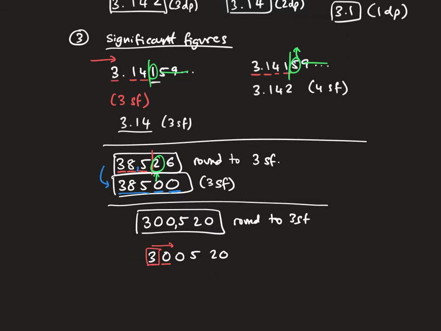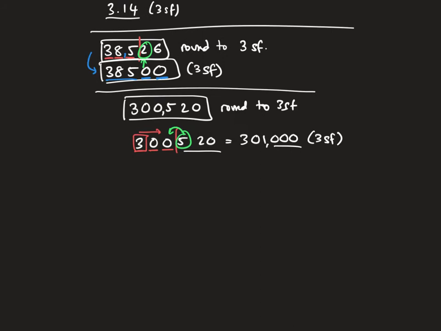Okay, so essentially that's 300, and that's it. Those are our 3 significant figures. We look at the digit after that, which is a 5. This causes the 0 to round up to a 1. So the answer will be 301 and then 000 here. So 301,000 to 3 significant figures. We need these 3 digits after that as placeholders to make sure it stays as 301,000, not just 301.